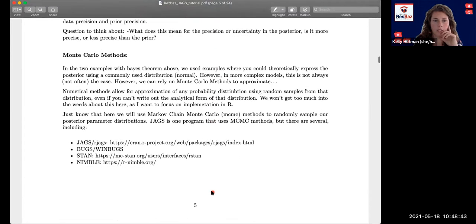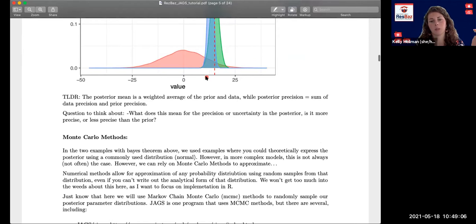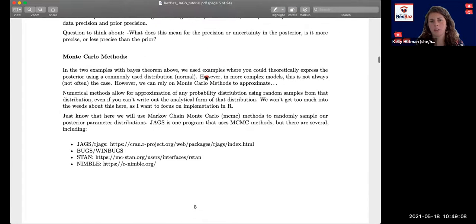And then we'll quickly move on to giving you an overview of Monte Carlo methods. So we gave some simple examples of using Bayes' theorem. We gave some simple examples of going through what Bayes' theorem means, but how do we actually start to implement this in more complex models where we maybe can't always write down what the posterior should look like in terms of an analytical solution?